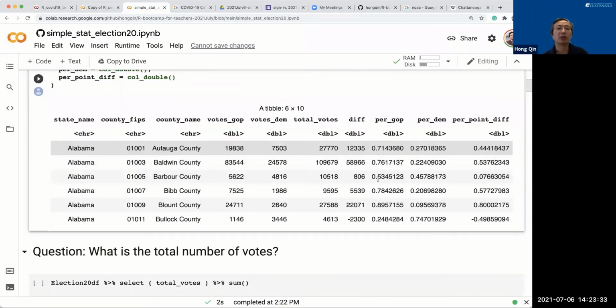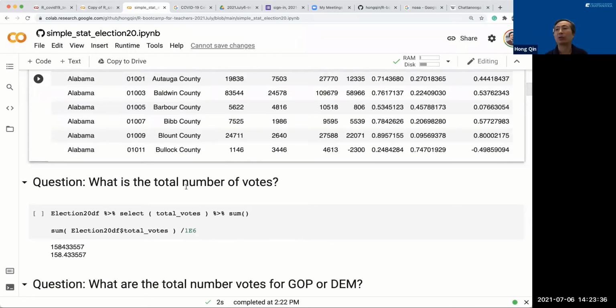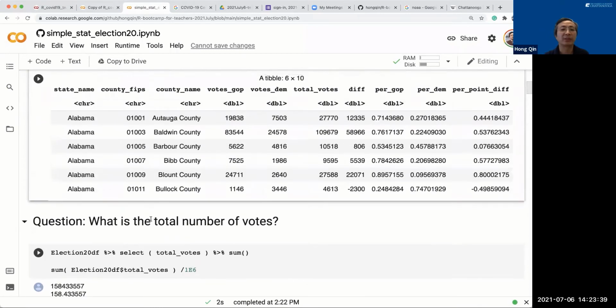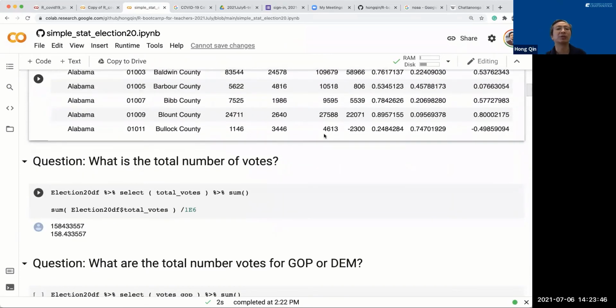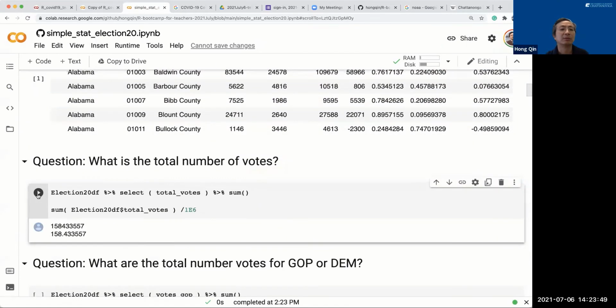Once you have this, you might ask, what's the total number of votes? We can just add up the total votes of every county, and that should be the total votes of the United States, right? There, really a lot: 158.4 million. It's a good exercise just to read them out. 158,433,557. I guess that's the correct way to read it.